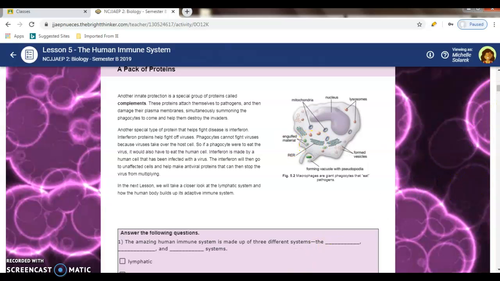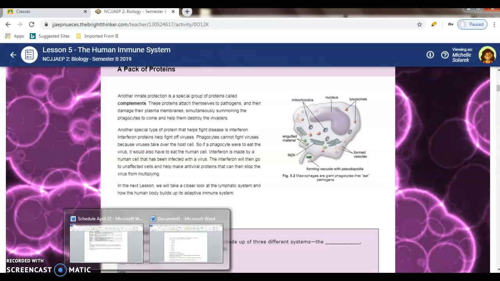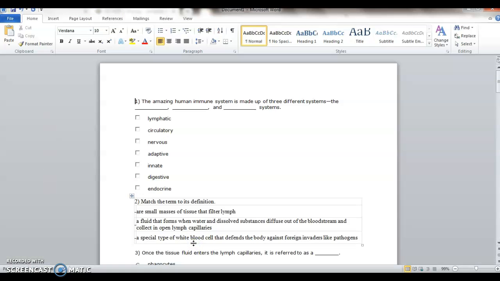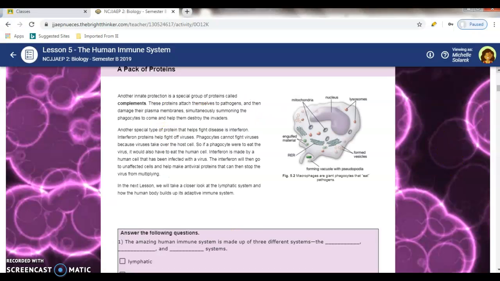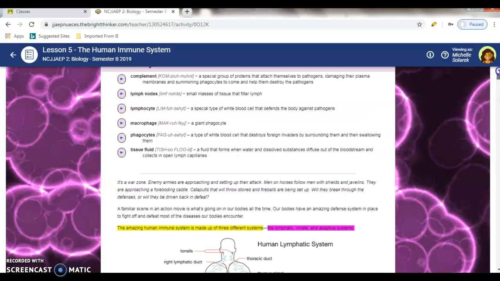Down here we have the questions, but of course I'm going to help you go through it. So with that being said, let's go to the first one. It talks about the human immune system being made up of 3 different systems. So we can go back to the beginning where it talks about the human system.